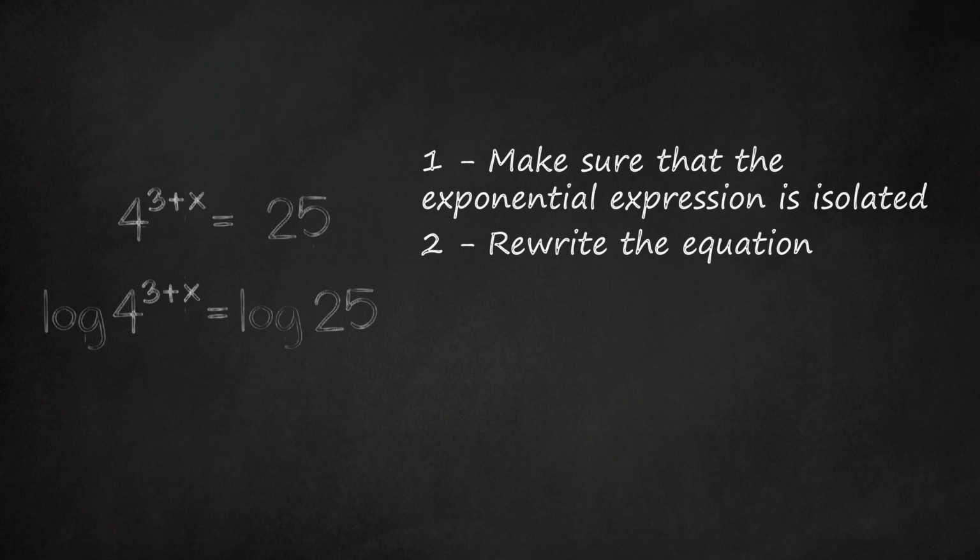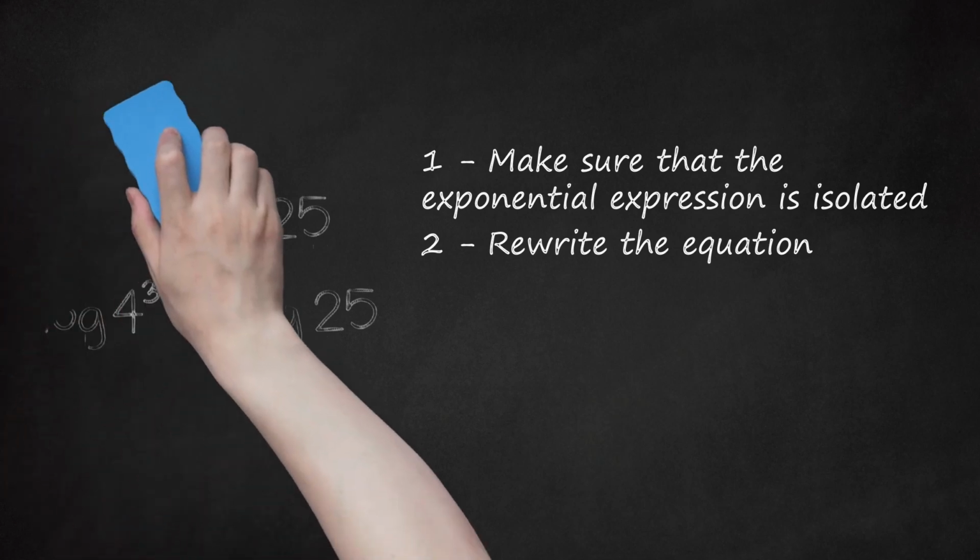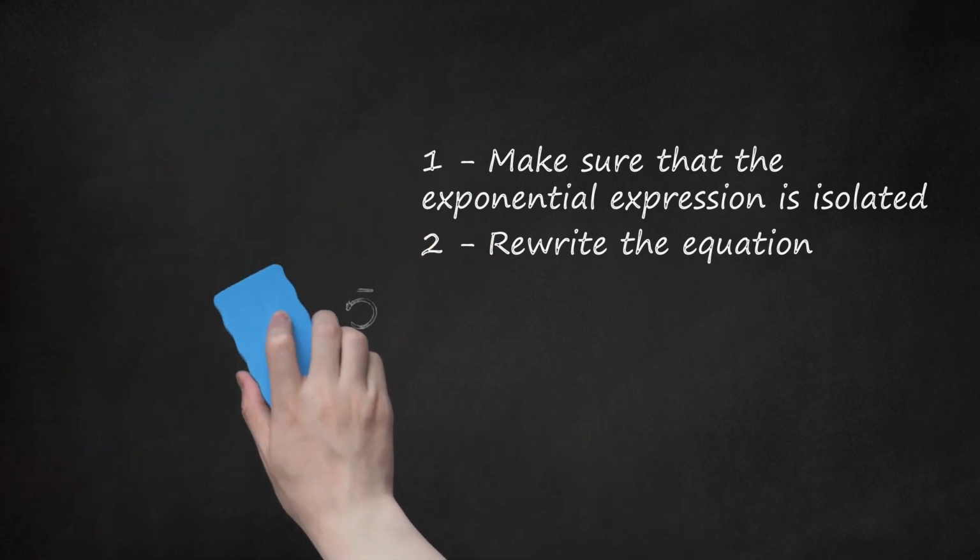For example, if you take the base 10 log of both sides of 4^(3+x) = 25, you would rewrite the equation like this: log 4^(3+x) = log 25.